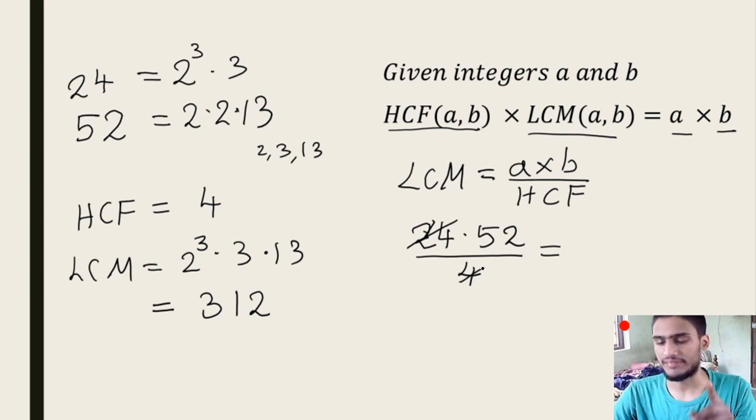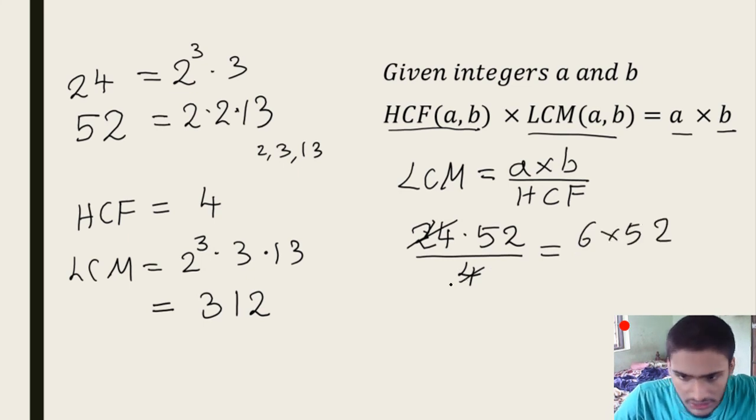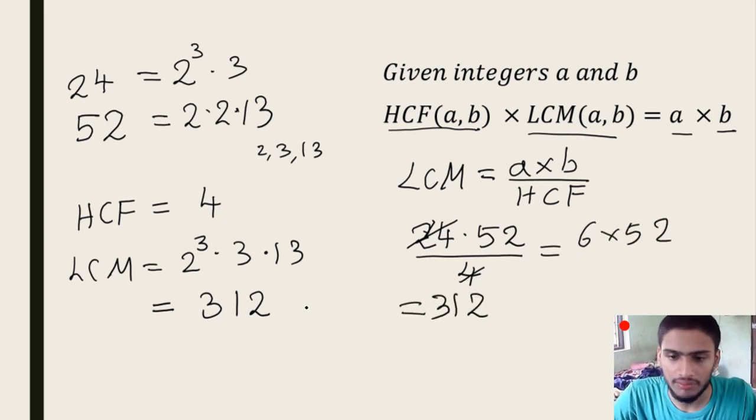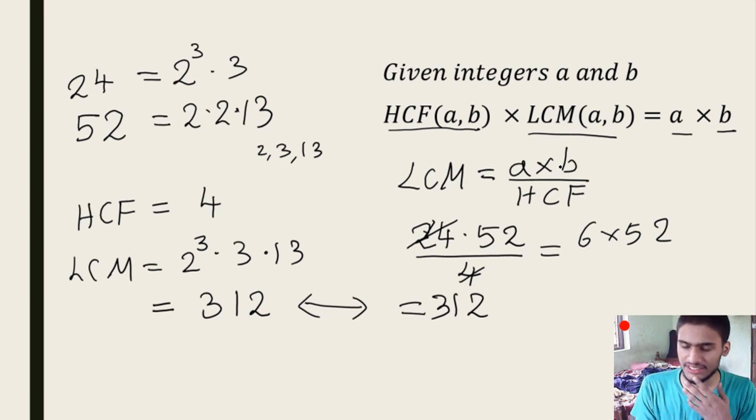They will have a common factor. You will always be able to cut them since the highest common factor is a common factor of both of them. With that taken care of, I will get this to be 6 times 52, which is naturally 312. So indeed it is true, the formula works, and it can usually make it very easy for you to find the LCM once you find the HCF.